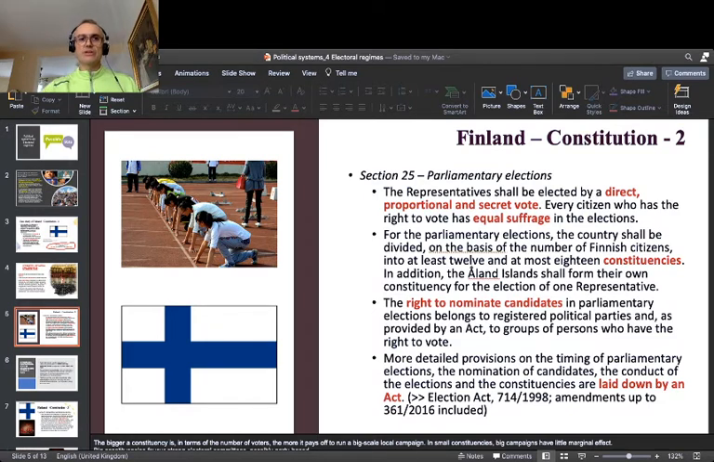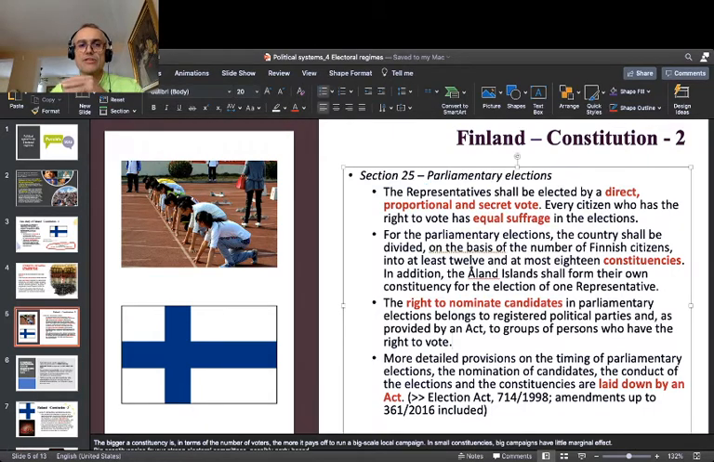So if we didn't introduce that split, that division into constituencies, in each parliamentary election you would have a parliament de facto appointed by the residents of Helsinki, with the rest of the country having little to say in the appointment of those representatives. So this is why the idea of dividing into constituencies.